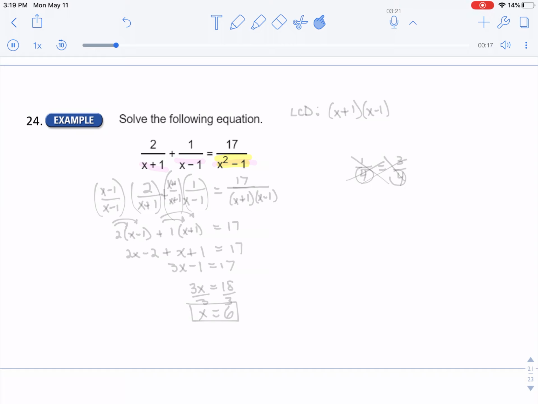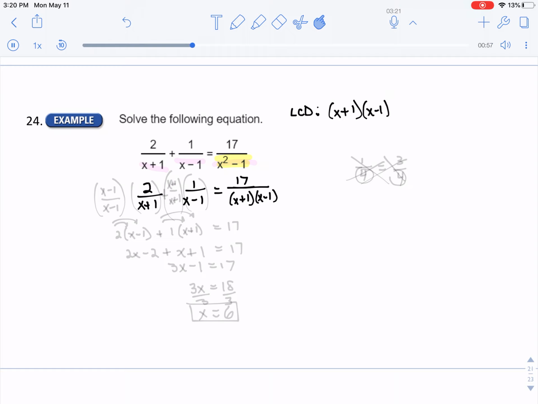So we're going to rewrite this as 2 over x plus 1 plus 1 over x minus 1, and we're going to rewrite this as 17 over x plus 1 times x minus 1. Now the reason we did that is so we can find our LCD, which is our least common denominator. When you're adding or subtracting fractions, you need a least common denominator. So the LCD is actually the x plus 1 times the x minus 1.